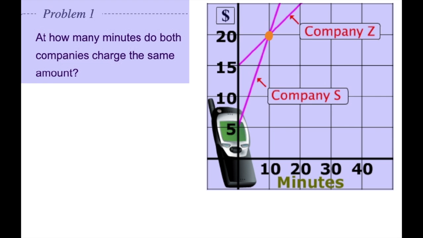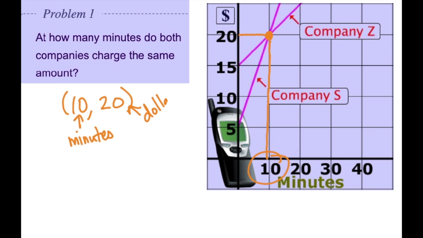At that point, we know that x is 10 and our y value is 20. So the solution to this system, or the amount of minutes that both companies charge the same amount, is this x value of 10. So 10 minutes, and we could even go further and answer the question, how much money do they charge when they charge the same amount? And it is $20. Okay, so we could even go further with that.